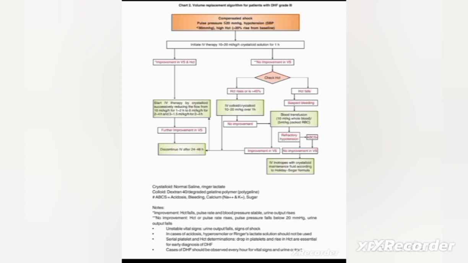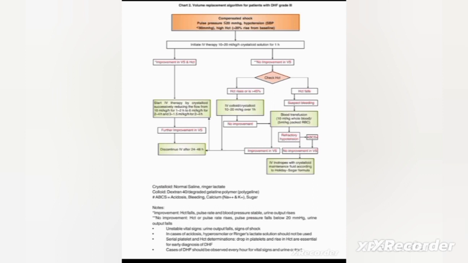The main crystalloid solutions are normal saline and Ringer lactate. If there is improvement in vital signs and hematocrit, we will continue the IV crystalloid therapy and successively reduce the flow from 10 ml per kg to 6 ml per kg, then 3 to 1.5 ml per kg. Based on the patient's improvement, we gradually decrease the IV fluid, and we will discontinue based on the improvement in the patient.